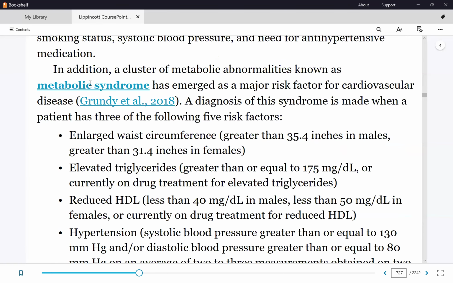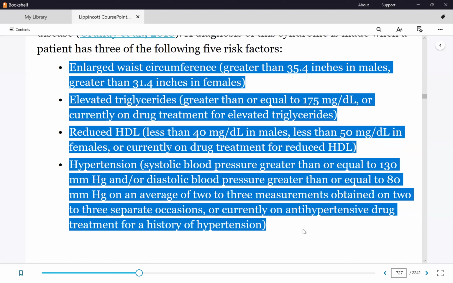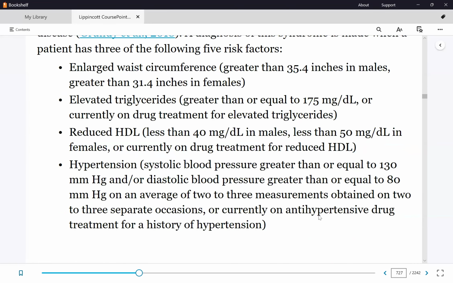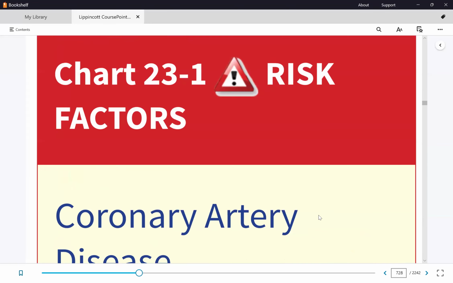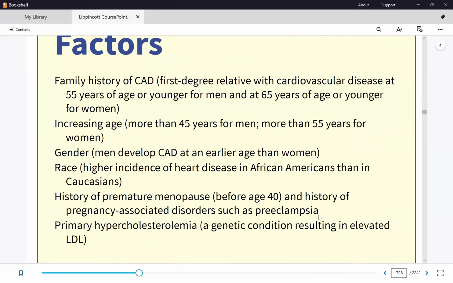So here's metabolic syndrome. Those are the four. If you have one or more of those, you have metabolic syndrome. Here's the complete risk factors, chart 23-1. For CAD, you have modifiable and non-modifiable risk factors, from age to ethnicity or race, gender.